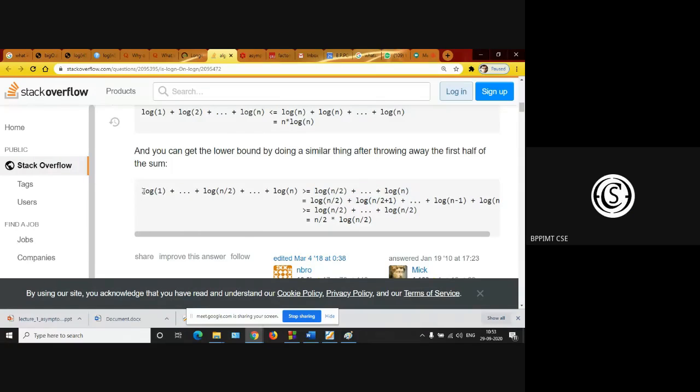So the series is lg n factorial, that is lg of 1 into 2 into 3 up to n. Now if you split, lg of ab is lg a plus lg b, so you can split into lg1, lg2, lg3, lg n by 2 plus lg n by 2 plus 1 plus lg n by 2 plus 2 up to lg n. So obviously the entire series is greater than or equal to half of the series.